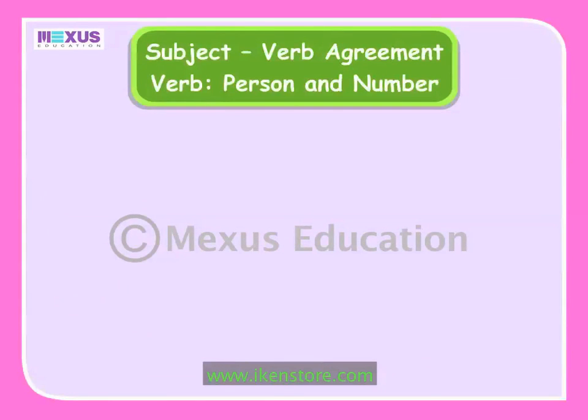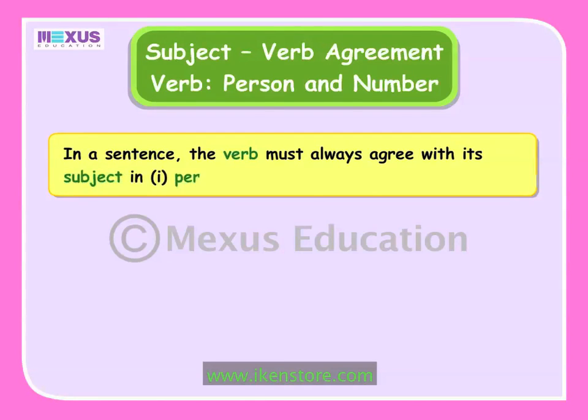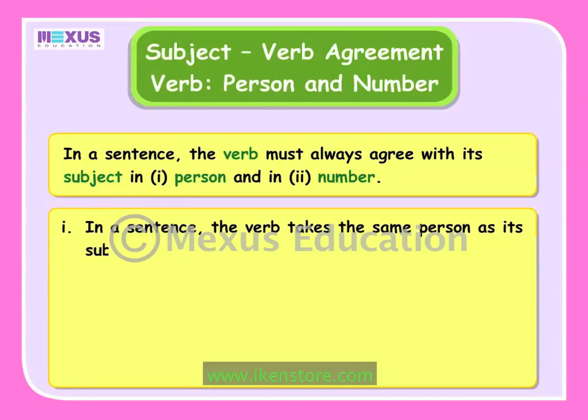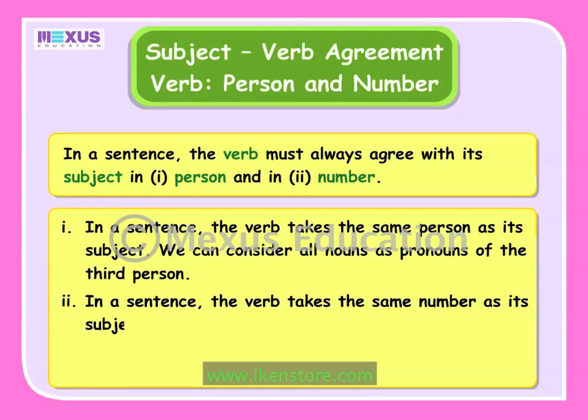From the examples we have covered so far, we can come to the rule that in a sentence, the verb must always agree with its subject in person and in number. This implies that in a sentence, the verb takes the same person as its subject. We can consider all nouns as pronouns of the third person. This also implies that in a sentence, the verb takes the same number as its subject.